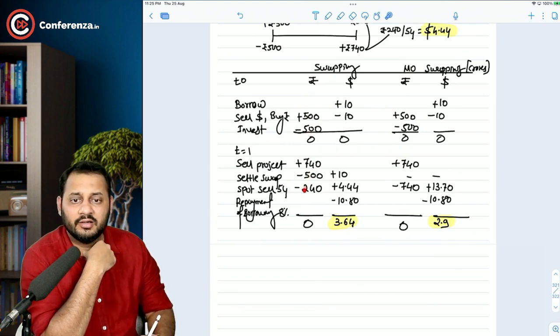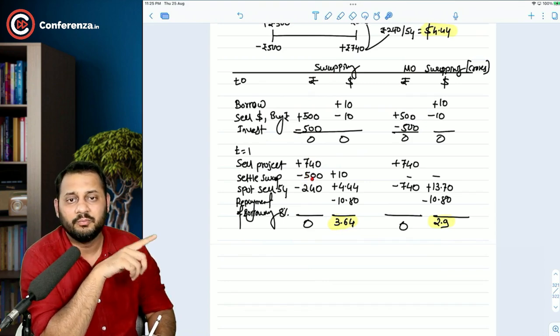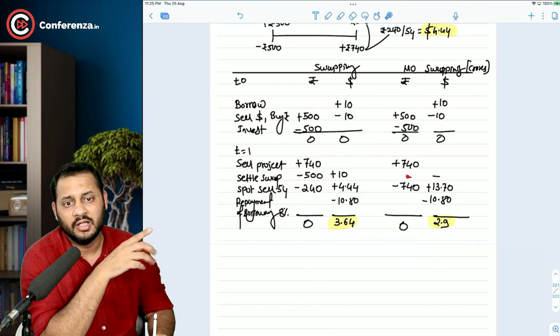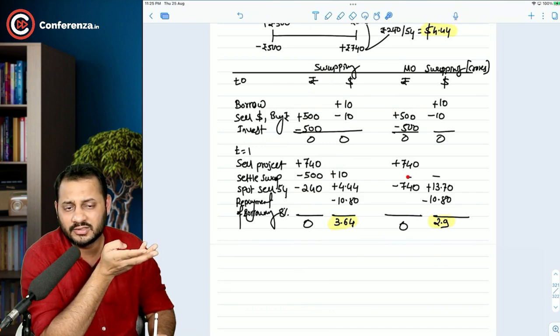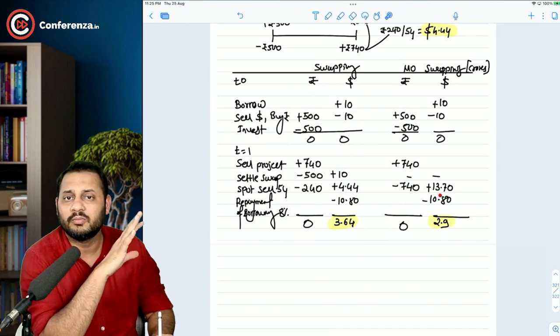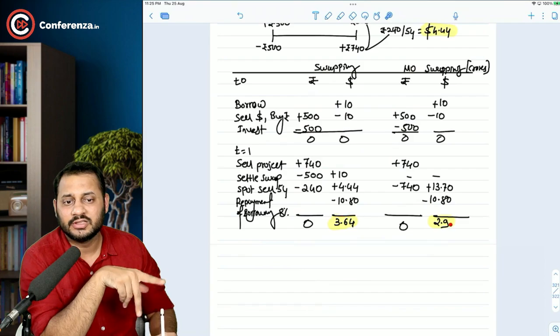But here we will see the difference between swapping and no swapping. Out of 740, we will pay back the government under the swap agreement 500 crore, and the balance will be sold in the open market. But there was no swap agreement in the other case, and so the entire 740 crore will be sold in the open market. Repayment of the borrowing is the same in both cases. 3.64, 2.9.